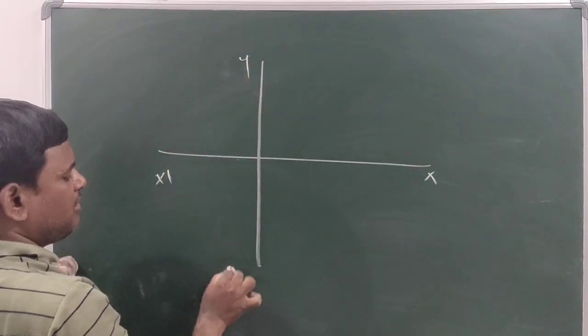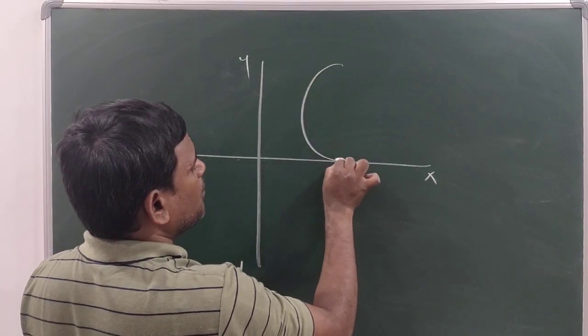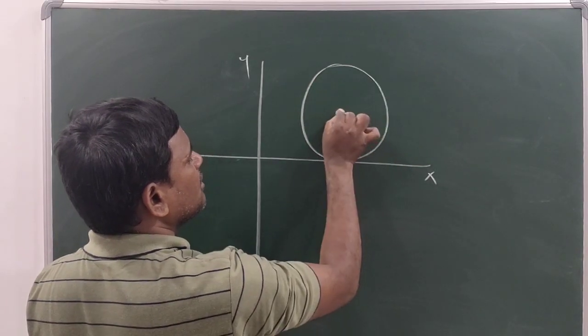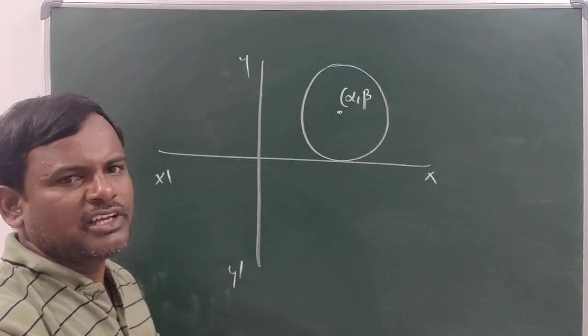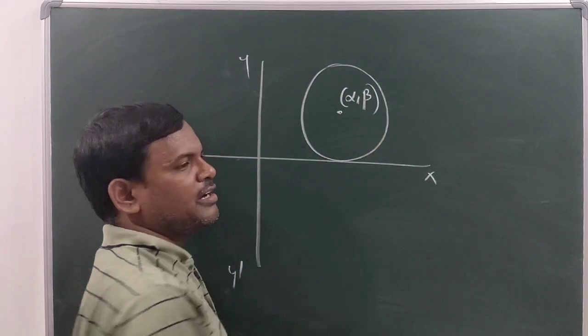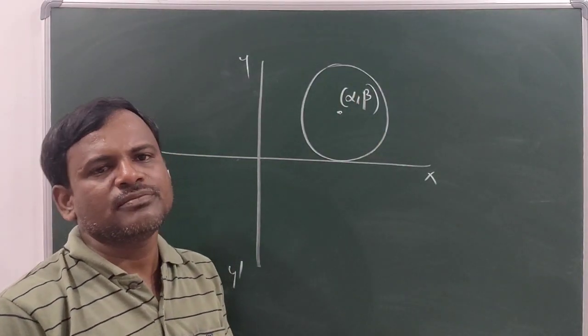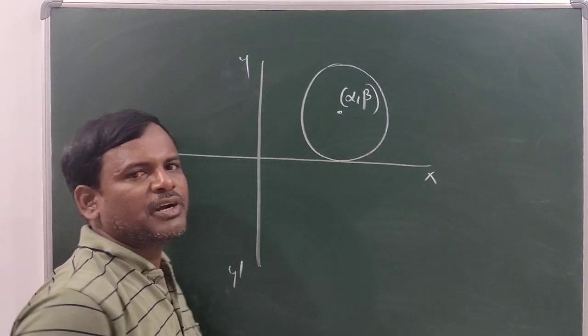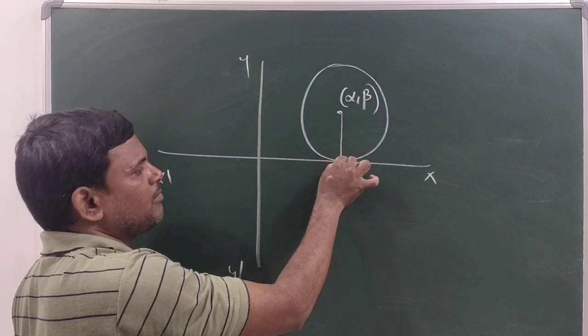Here, find the equation of a circle whose center is alpha comma beta and touching the x-axis. Find the equation of a circle whose center is given as alpha comma beta and touching the x-axis. How do you find its equation? The center is given but the radius is not given. But you will get the radius from this diagram.